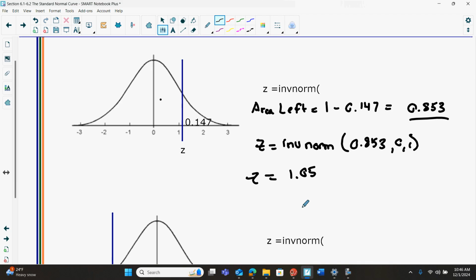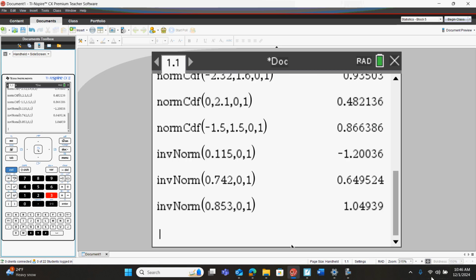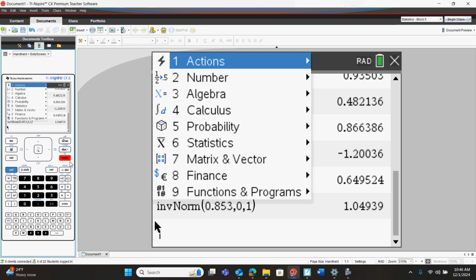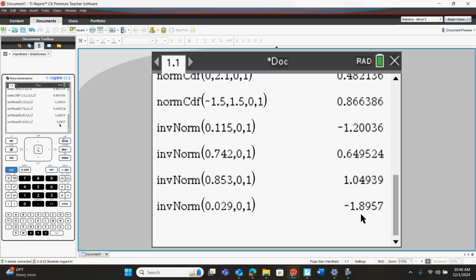And same thing down here, we're given the area to the right of 0.971. So I have to find the area to the left by doing 1 minus 0.971, which would be 0.029. So inverse norm, 0.029, 0, 1. Come back up here. Menu 553, 0.029. And that's going to give us a z-score of, rounding again, -1.9.